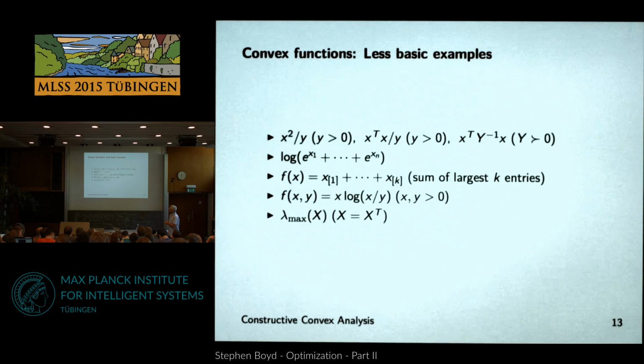Here's one. Take the function of a variable x which is the sum of the k largest entries in a vector. It's a piecewise linear function, the sum of the 5 largest entries in a vector, and it's convex. That is not obvious.